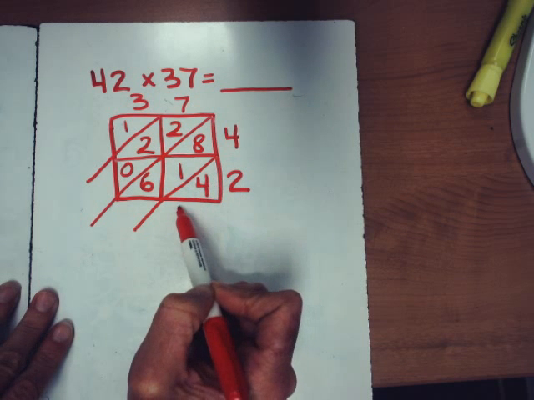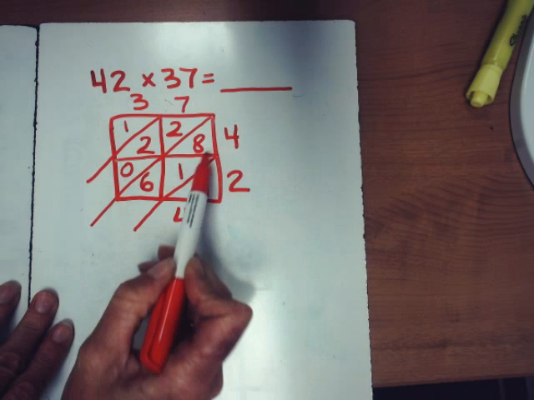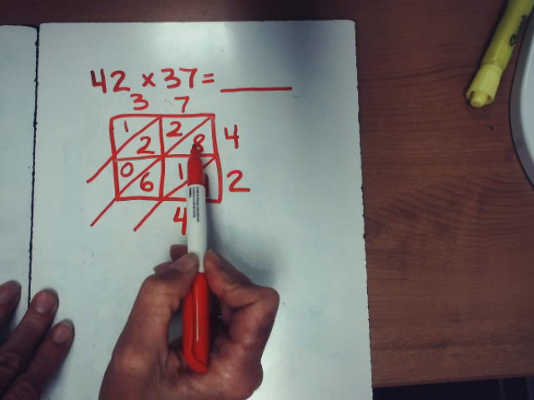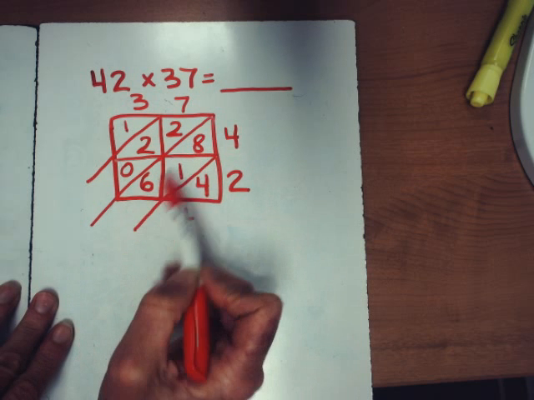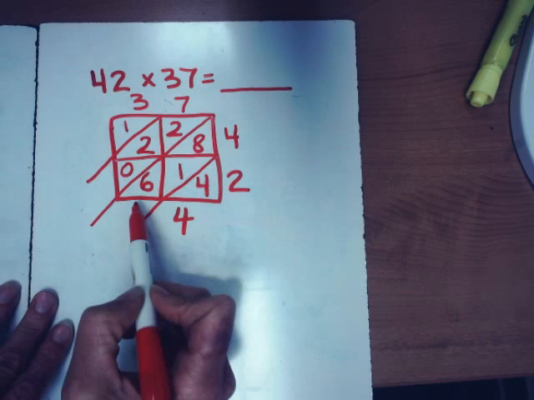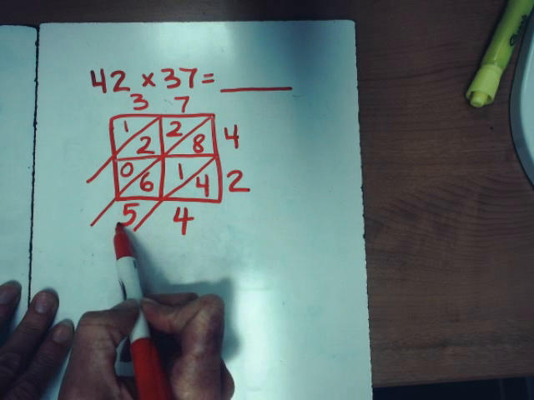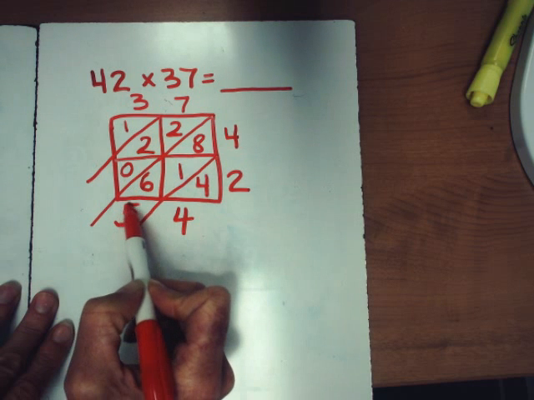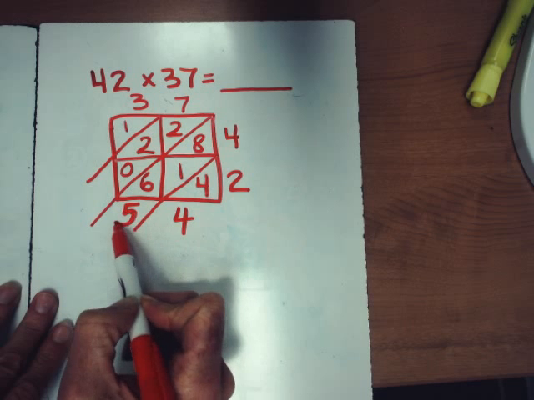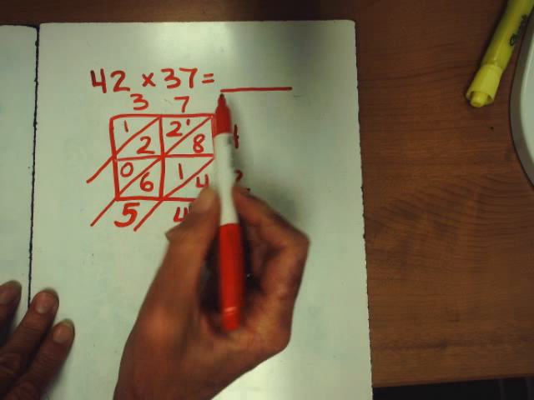So 4 has nothing to add to it. We're just going to write a 4. Come up to the next diagonal here. I have 8, 1, and 6. I'm going to add those numbers. 8 plus 1 is 9, plus 6 is 15. I write my 5, and it's actually 15 tens, right? So I'm going to put my 5 tens here. I'm going to bring my 10 tens, or my 100, up here.